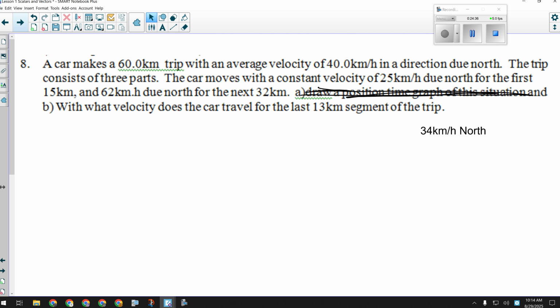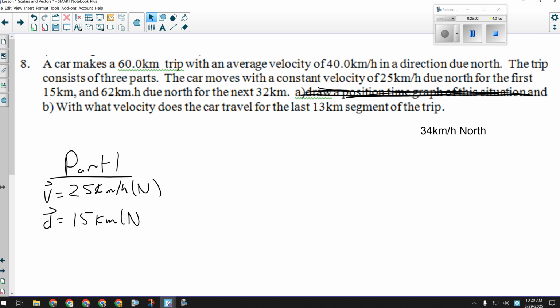All right, so givens are going to look like this. In part one, the trip moves at 25 kilometers per hour north for the first 15 kilometers. So V with the arrow over top is 25 kilometers per hour north, and D with the arrow over top is 15 kilometers north. Now, they never specify that the 15 kilometers is north, but it has to be because they told me the velocity was north. They have to both match.